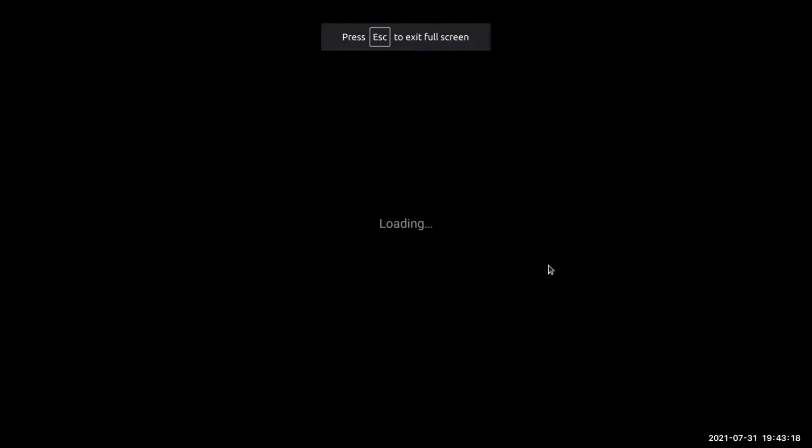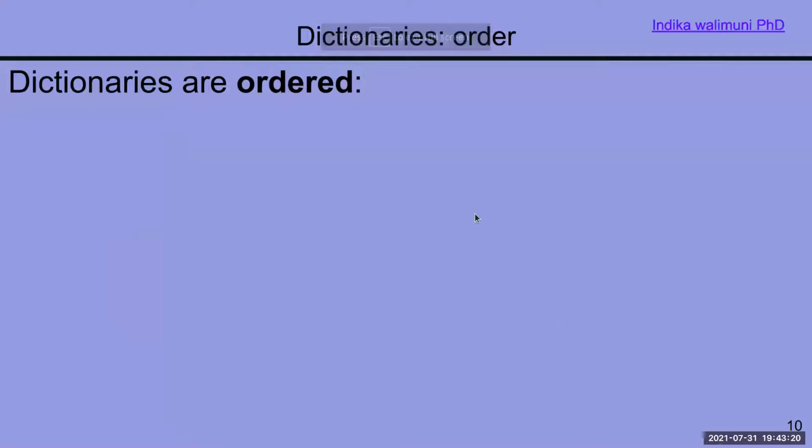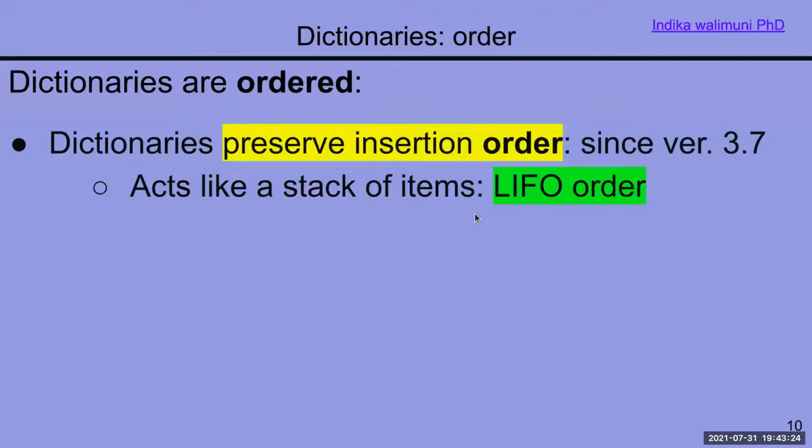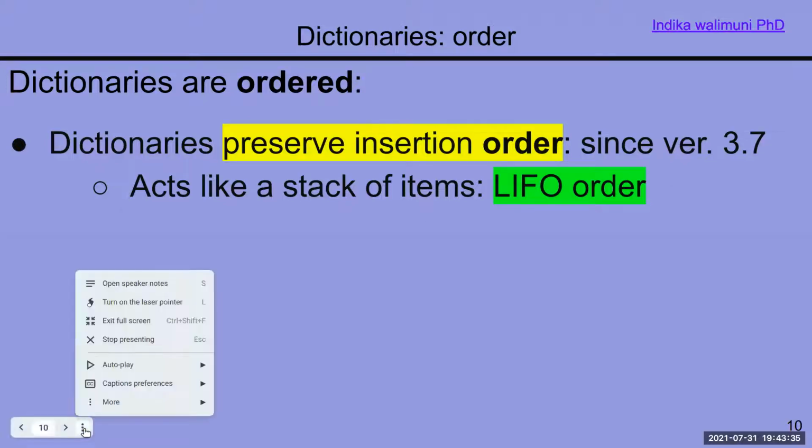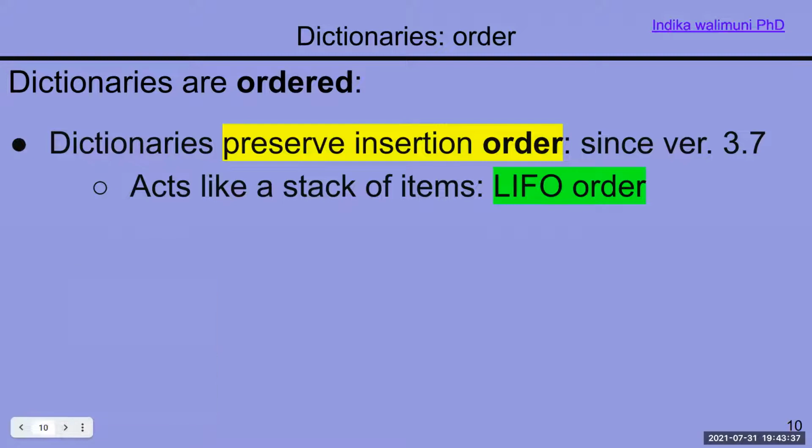So dictionaries are ordered. We already saw that, right? They preserve insertion order, but that comes only after version 3.7. So basically it acts like a stack of items. Items are key value pairs.